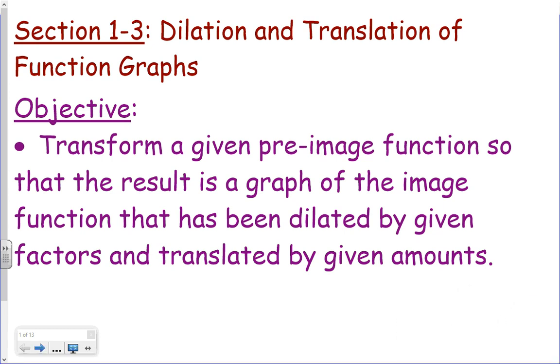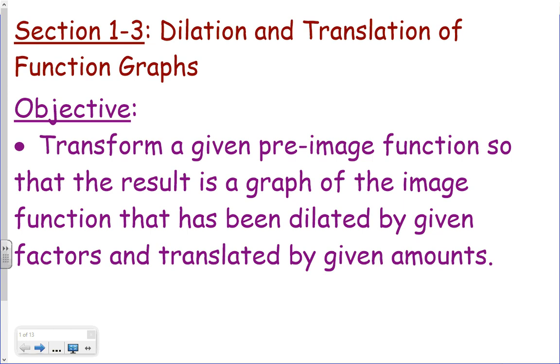All right, open up your book to section 1-3. We are on page 15 in your book. And the title of this section is Dilation and Translation of Function Graphs. And basically what we're going to do is look at transformations of graphs. Transformations is the category that dilations and translations fall under there.